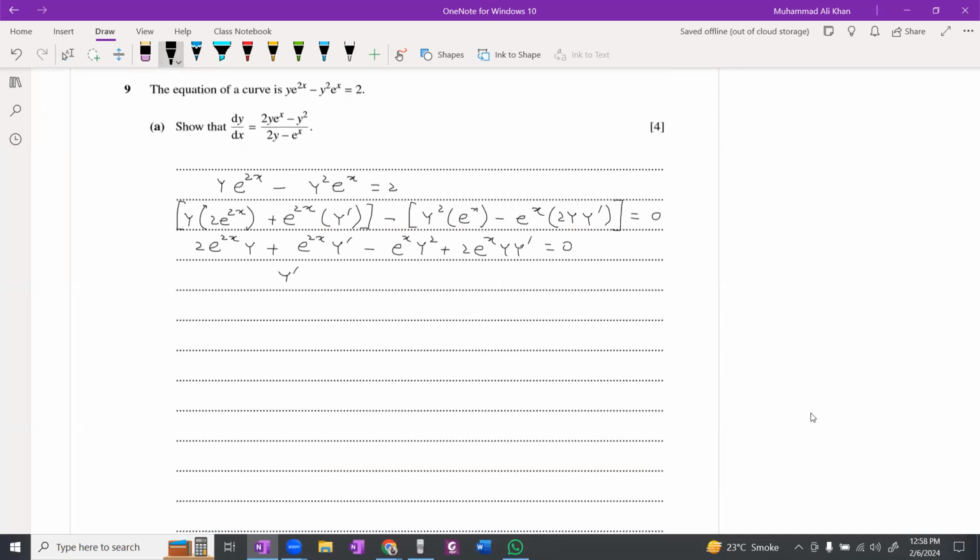अब हमें y dash को सब्जेक्ट बनाना है, तो y dash will be e power x y square minus 2 e power 2x y over e power 2x plus 2 e power x y plus 2 e power x y. ऊपर से हम कॉमन ले सकते हैं बच्चों e पावर x को, सो इट विल बी y स्क्वायर माइनस 2 e पावर x y अपॉन, नीचे से भी e की पावर x को कॉमन लिया तो इट विल बी e पावर x प्लस 2y.